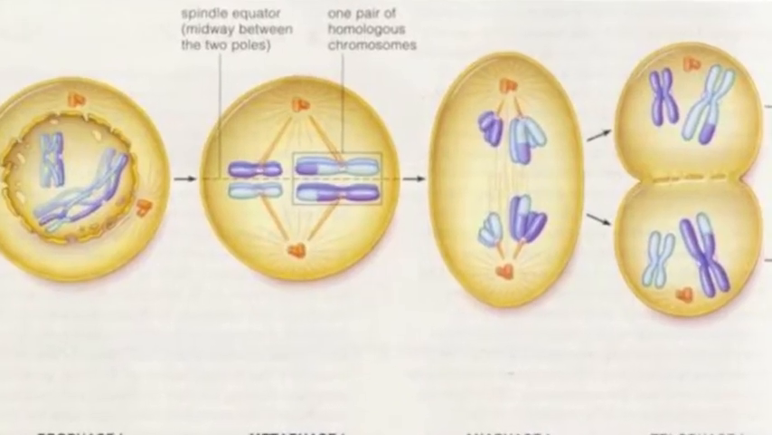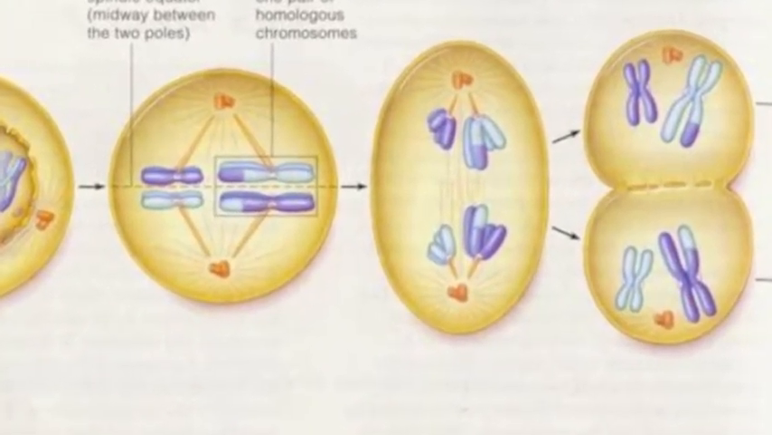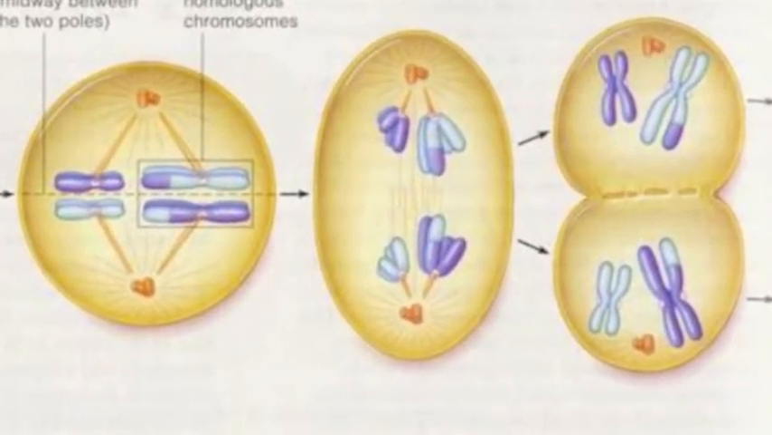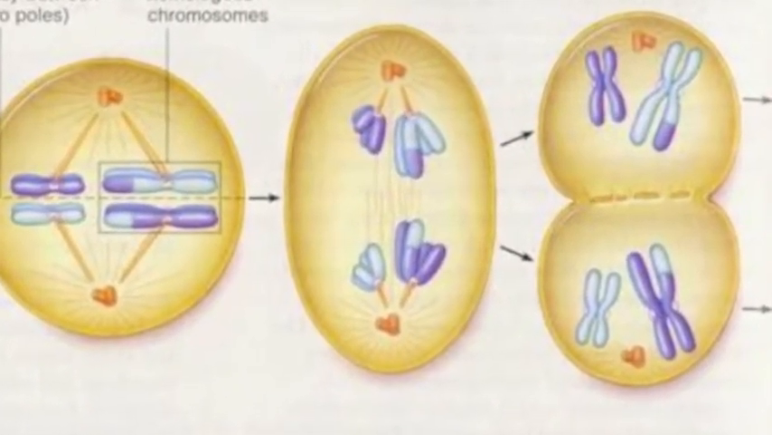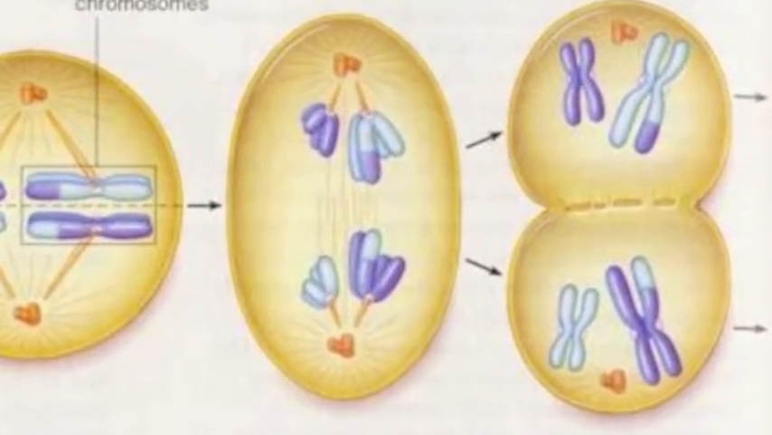In telophase 1, each half of the cell has a complete haploid set of replicated chromosomes made of 2 sister chromatids. These chromatids include regions that are non-sister chromatid DNA due to the crossing over from prophase. Cytokinesis occurs simultaneously, forming 2 haploid daughter cells.